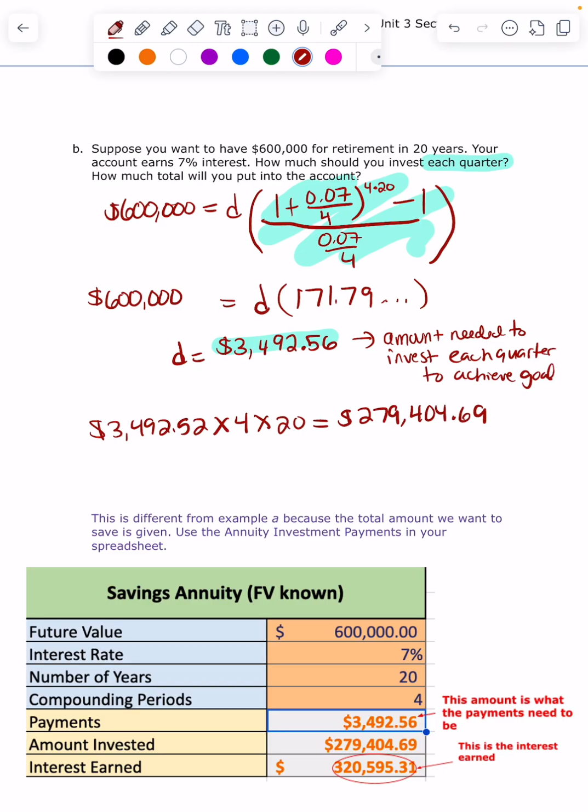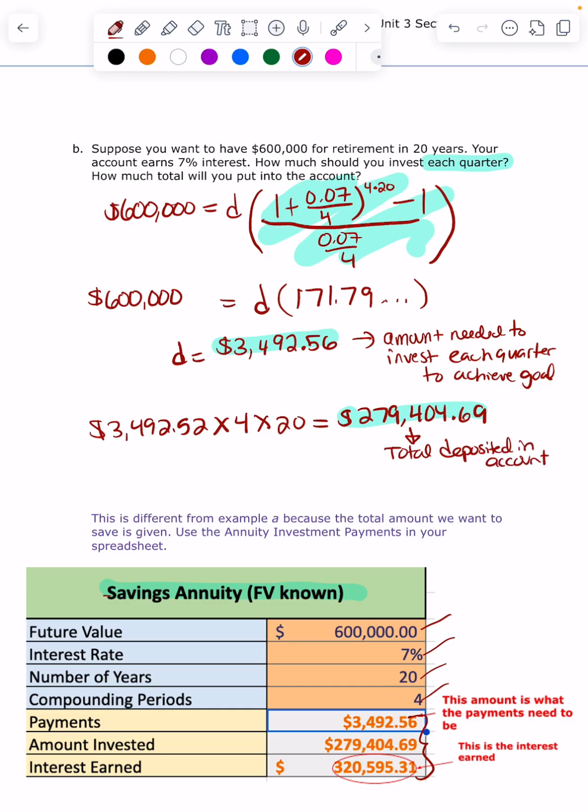$279,404.69. And you can see that doing it in Excel in the savings annuity future value unknown section, you put in the $600,000, 7%, 20 years, 4 compounding periods, and we get all the same values that we just got. Well, we didn't calculate interest, but you can see that that's there. Remember, that's just subtracting the 2 values, the 600,000 and the 279. So this is total put in the account, total deposited.